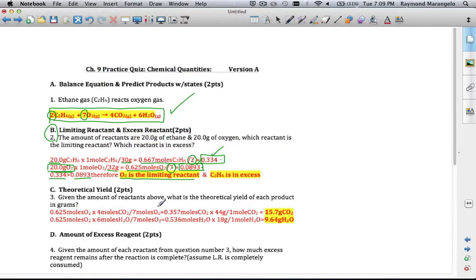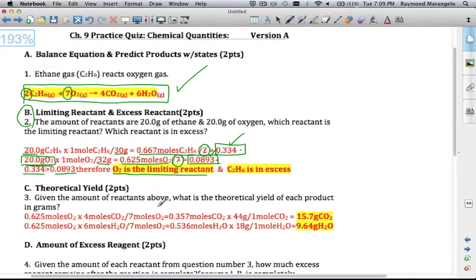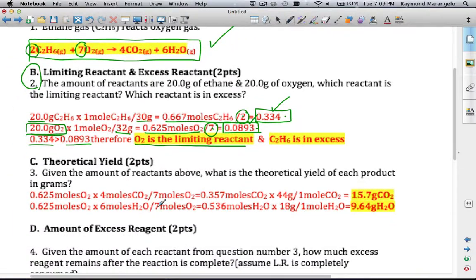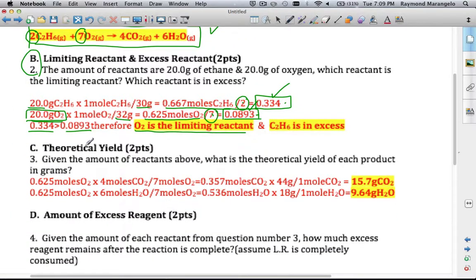Let's look a little bit further here. Once I had the limiting reactant, which was the oxygen, I had the number of moles of it. I multiplied it times 4 moles of CO2 over 7 moles of oxygen, and I got the number of moles of the CO2. Then I multiplied it times 44 grams for every 1 mole of CO2, and I got the number of grams of the CO2 that I could produce. This is my theoretical yield.